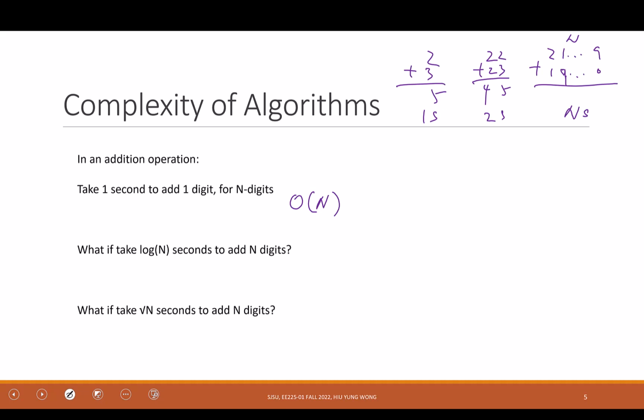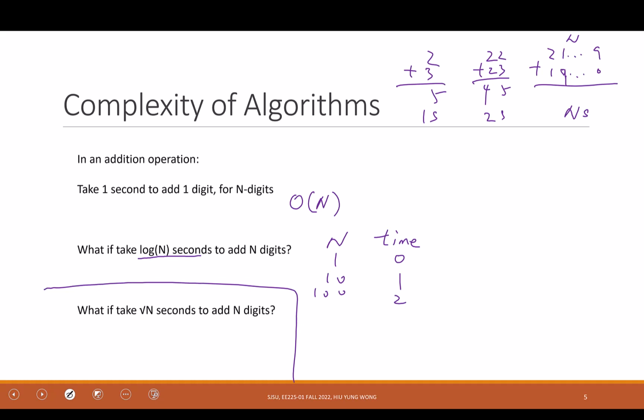Now, maybe I am smart. I came up with a new algorithm. I cannot tell you how because I'm not smart enough. I can do this addition in log n seconds if I have n digits. For example, if n equals 1, then there will be a problem, but you trust it. The time I take is 0 seconds. If it's 10 digits, the time I take is 1 second. If 100 digits, the time I take is 2 seconds, right?